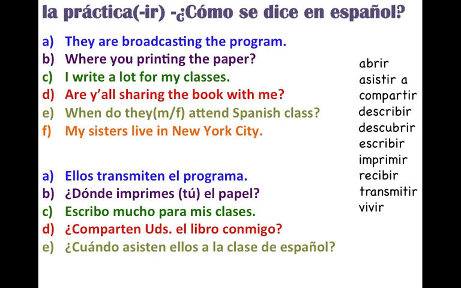Y finalmente, letra F, my sisters live in New York City. Sister is hermana. My sisters live in New York City. Mis hermanas viven en la ciudad de Nueva York.